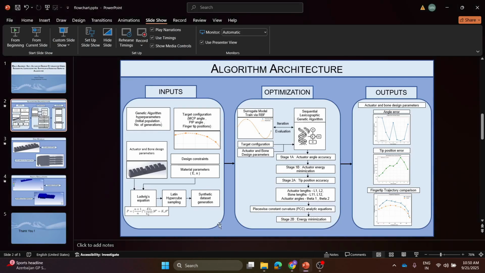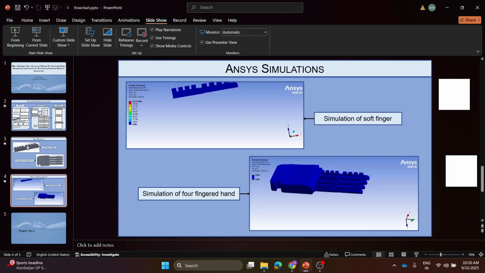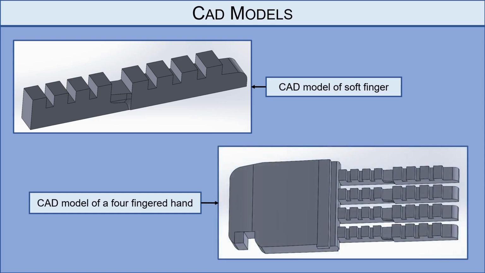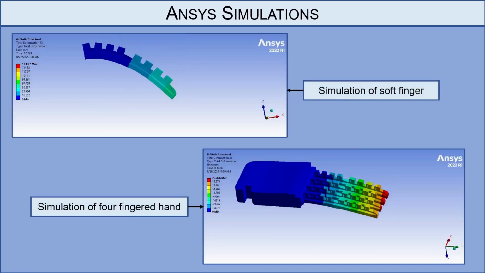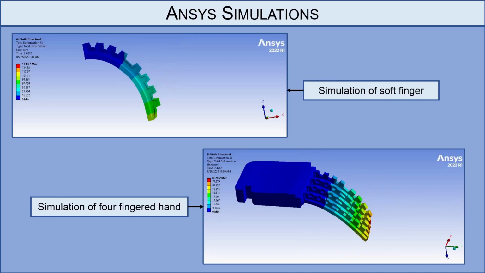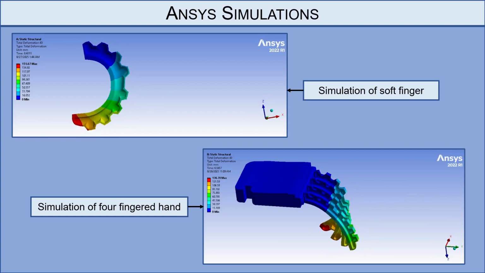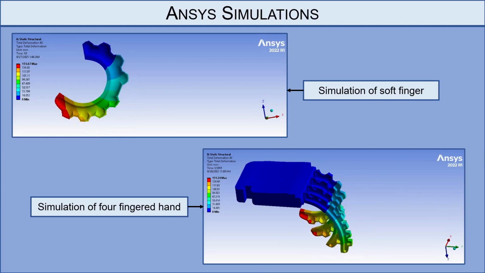So talking about CAD models, let's go towards them. These are the CAD models I have created by using the output from that code, and I also assembled them into a 4-fingered hand. I tried to simulate them in ANSYS using nonlinear simulation, and these are the simulations you can see here. In the hand, I have experimented with applying different pressure for each finger.